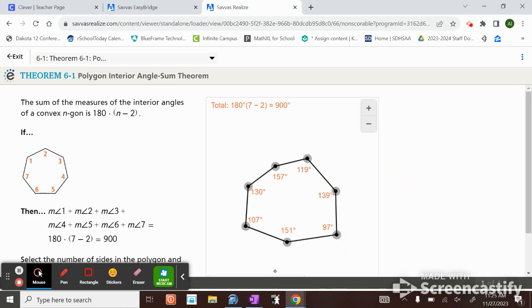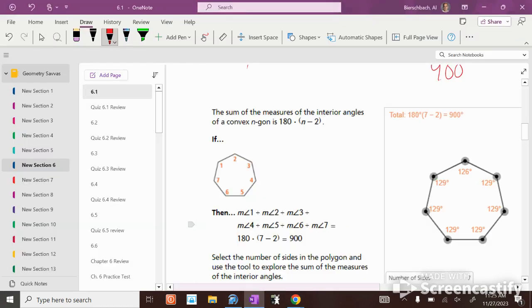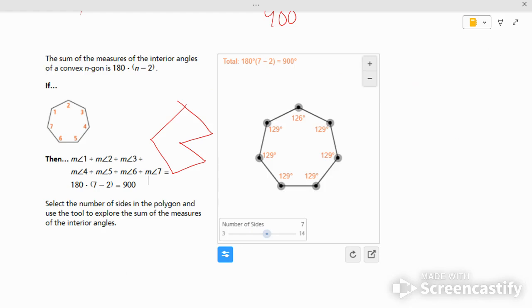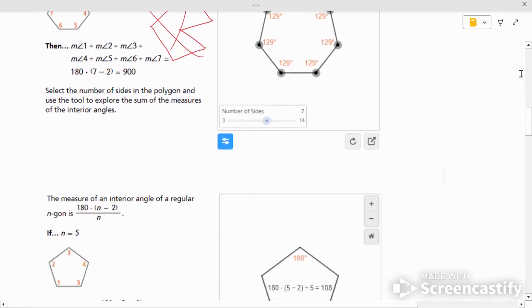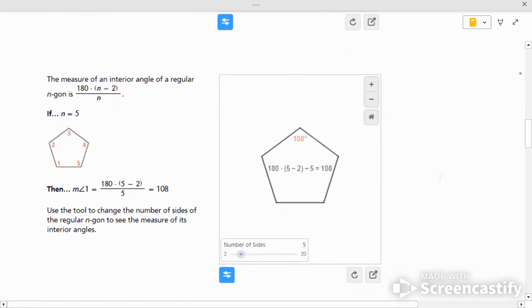If it's concave, a concave is something that looks like that. It has an innie to it instead of all outies. If it's concave, then that doesn't work. The 180 times n minus 2 doesn't work. But no matter where you put the angles, they'll always have 900.